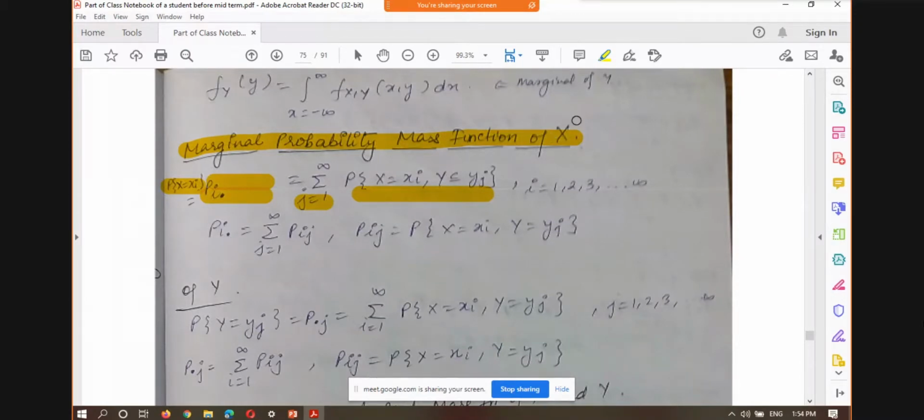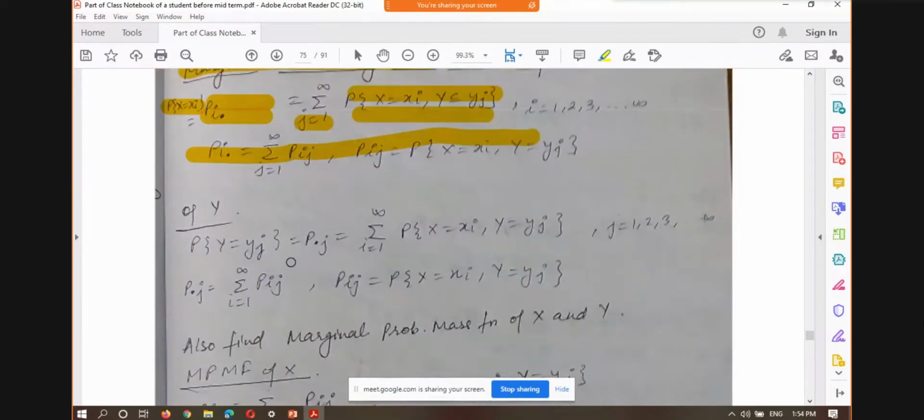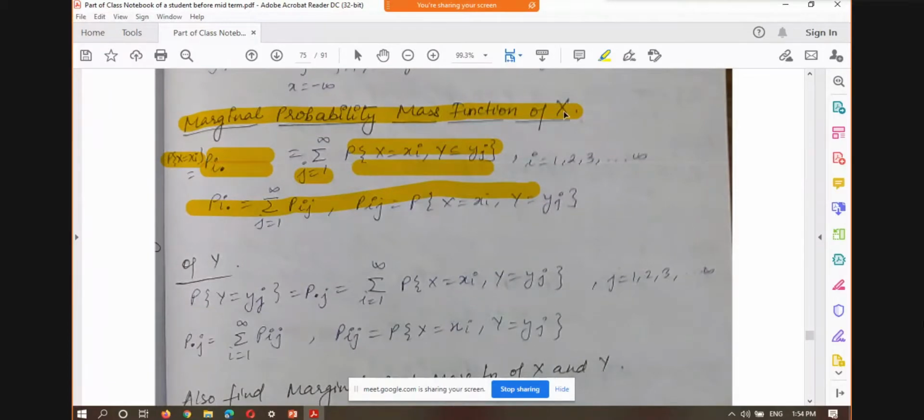The marginal probability mass function of x from the joint probability mass function is given by this. The probability that x equals xi is the summation over all j values of the joint probability mass function. Similarly, to calculate the marginal probability mass function of y, it is the probability that y equals yj, written p dot j. It means i runs over the whole range of x and j is fixed. So i goes from 1 to infinity of the probability that x equals xi and y equals yj.